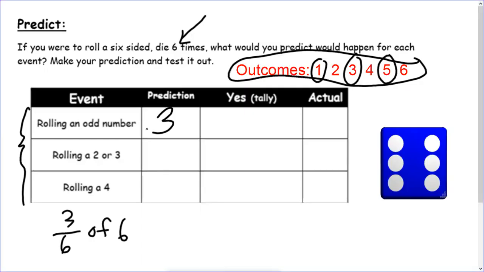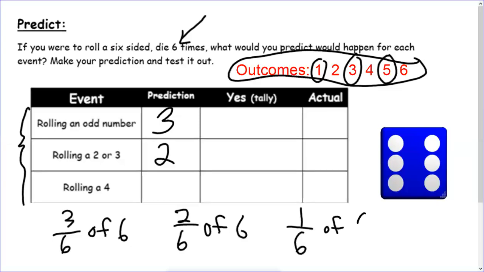Rolling a 2 or a 3. Well, the probability of a 2 or a 3 is 2 out of 6, which is 1/3. And 1/3 of 6, since we're going to roll it 6 times, would be 2. So my prediction is going to be 2. Rolling a 4. Well, the probability of rolling a 4 is 1 out of 6. And since I'm going to roll it 6 times, 1/6 of 6, it should only happen 1 time.